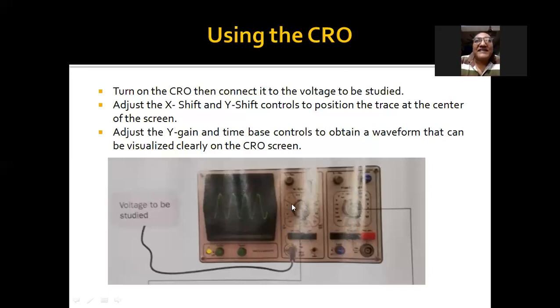For example, this is the Y gain, and it's a knob, and you can adjust it, and it has readings around it. So wherever you set it, that will be the scale for the Y axis of the CRO screen. So by changing it, we make sure that we are able to see the complete wave in the vertical manner. So I hope you understand what is the Y gain.